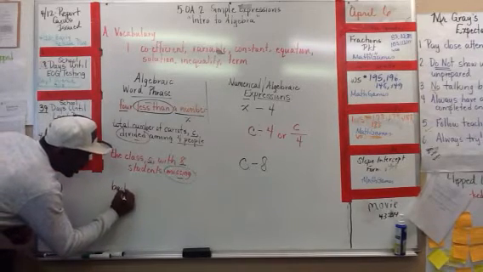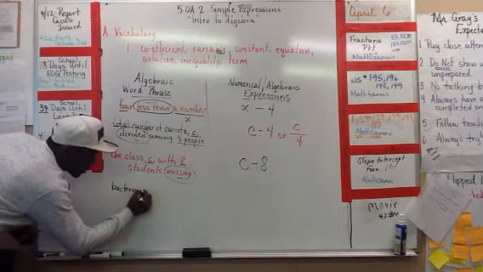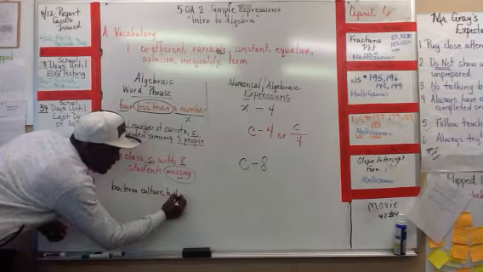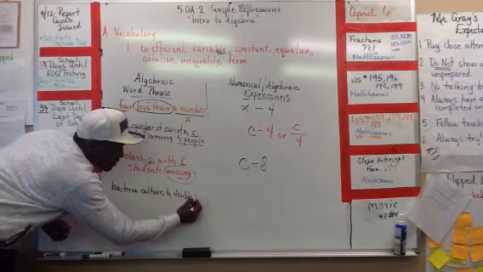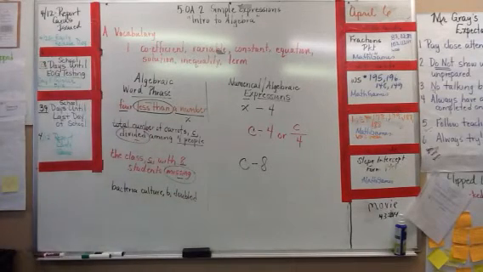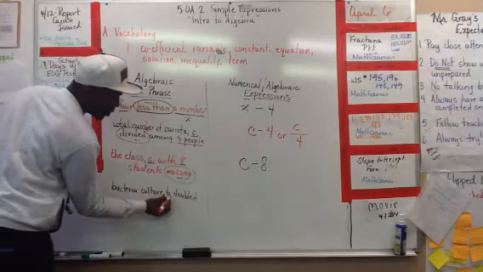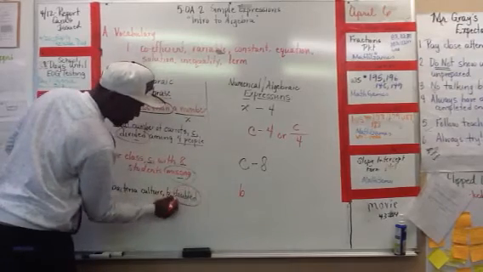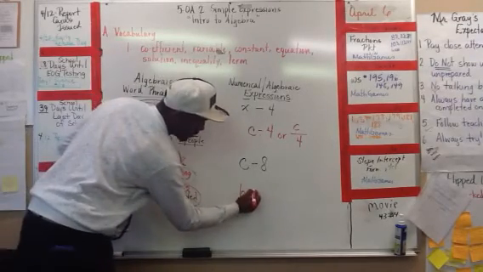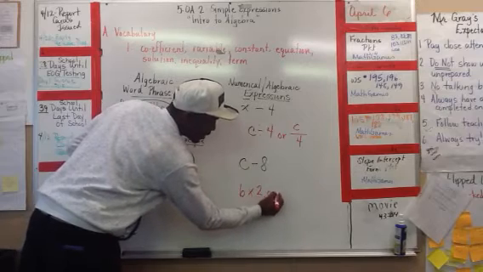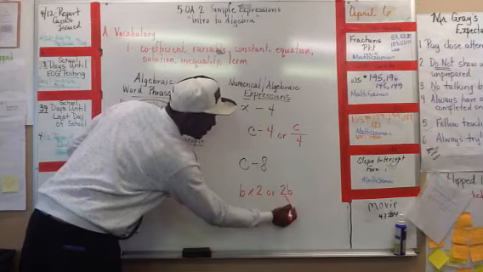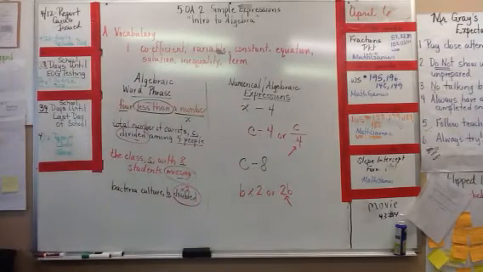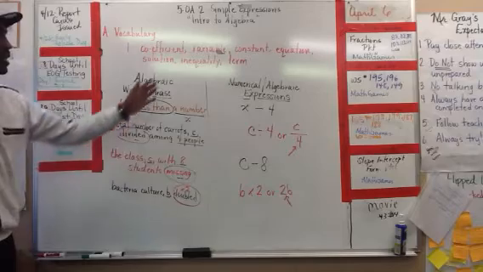Bacteria culture. The variable we're using is B, and it says it's doubled. Well, what does it mean to double something? It means to multiply times 2. So your variable is B, doubled is times 2. So you can write B times 2 or 2B. This is the one I want you to go for. Okay? So those are some examples of how to translate algebra word phrases into expressions.